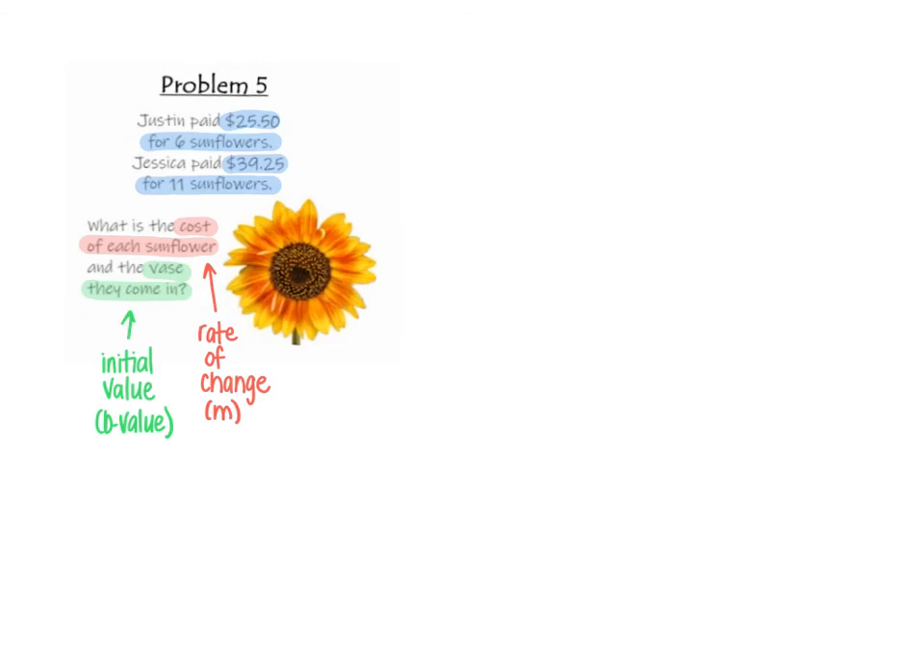In this problem, we are told that Justin paid $25.50 for 6 sunflowers, and Jessica paid $39.25 for 11 sunflowers. We are asked to determine the cost of each sunflower and the vase they came in. This is asking us to determine both the rate of change, or m value, and the initial value, or b value. We'll begin by trying to find the rate of change, or the slope.